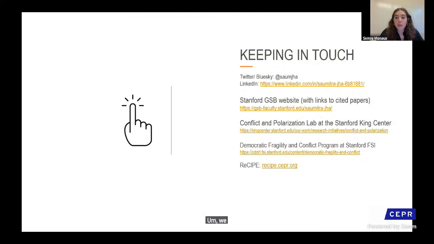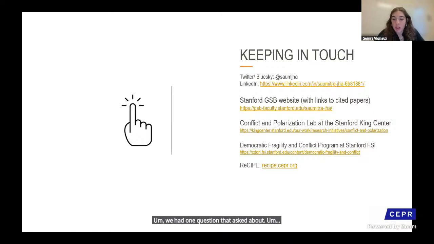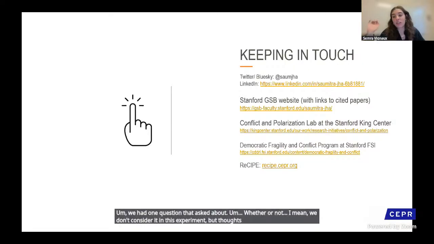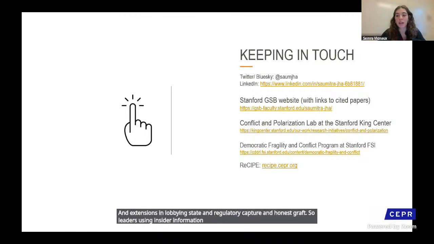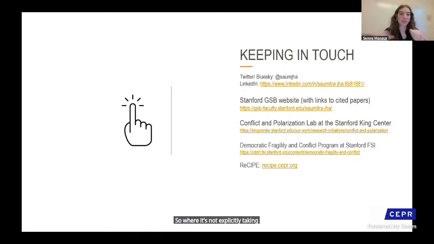We had one question that asked whether, though we don't consider it in this experiment, you have thoughts on legal or quasi-legal corruption. So where an act can be seen by the public as harmful and corrupt, but it doesn't violate the law. Extensions include lobbying, state and regulatory capture, and honest graft, so leaders using insider information for profit. Where it's not explicitly taking money on camera, as in the experiment, but something else that might be perceived in a similar way.